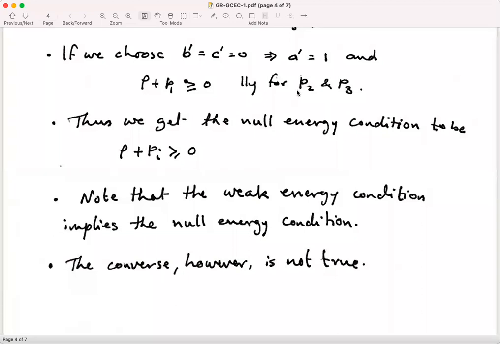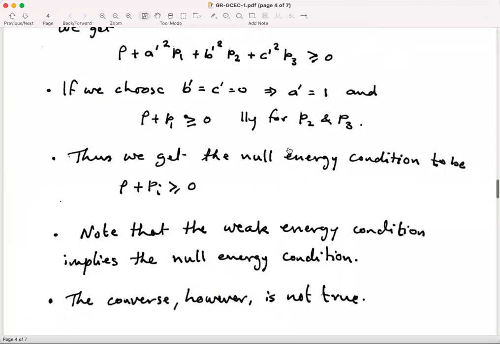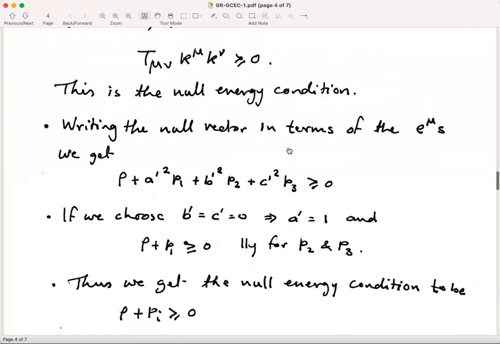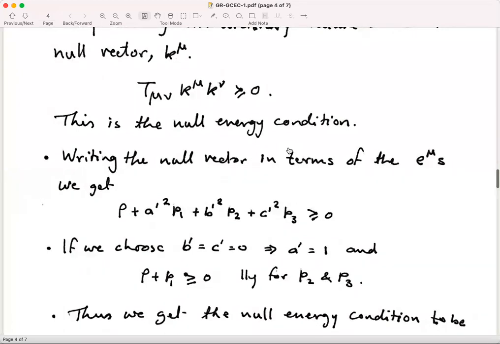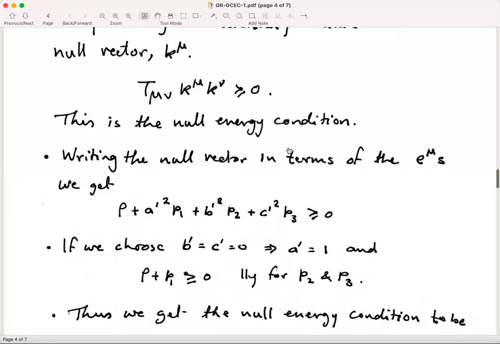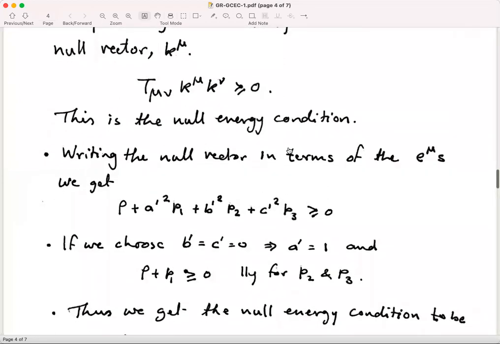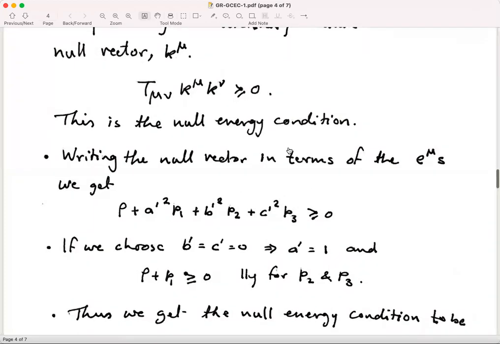Is that okay? Sir, this is with respect to an observer. Yes, right. In the case of the null energy condition, that has to be like light or something like that. That is right. So the null energy condition is put in with respect to massless objects. So if you are sending in light, then you would demand that the matter satisfies the null energy condition. Okay, sir.